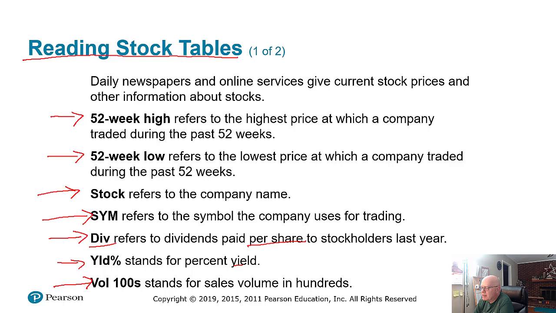Volume 100 stands for sales volume in hundreds. That's because this number can get rather large. So they put it in hundreds so the number can be a little bit smaller. So when you look at this, if you want the actual sales volume, you need to multiply it by 100 to get the final answer.